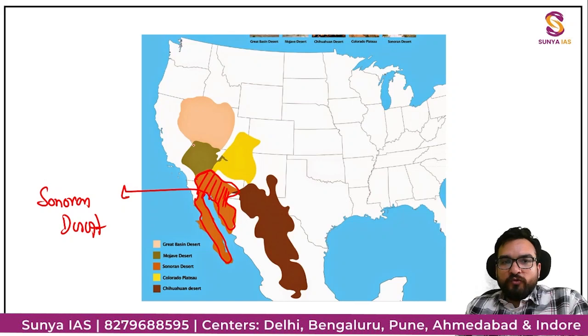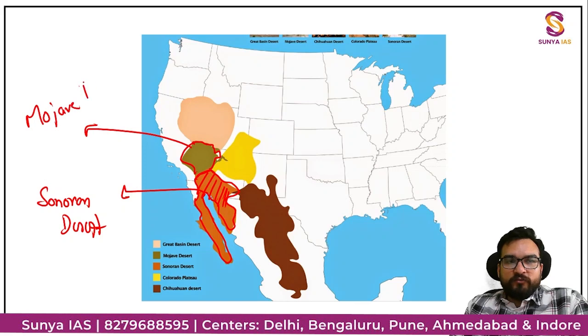Over here above Sonoran you will get one more desert which is known as Mojave. मोजावे जो लिखा है, मोहावे इसे बोलते हैं डेजर्ट. इसके ऊपर जो आपको ये मिल रहा है, ये इट इज योर ग्रेट बेसिन.